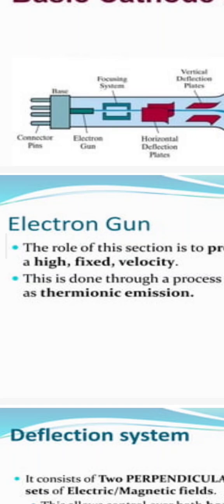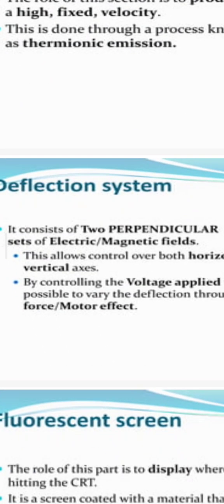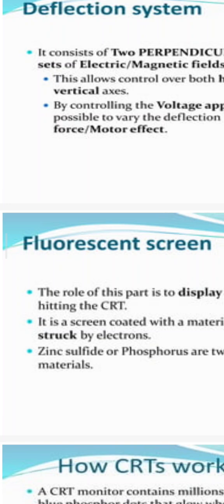The electron gun is the primary part, the heart of the CRT. Its role is producing electrons at high velocity, which is done through a process known as thermionic emission. In the deflection system, two perpendicular sets of deflection plates are mounted. This allows control over both horizontal and vertical axes by controlling the voltage applied to the fields, so the beam can easily move towards the phosphorus coated screen.